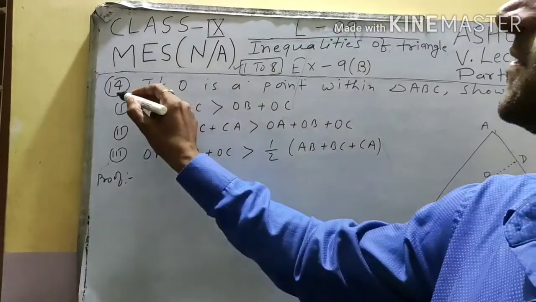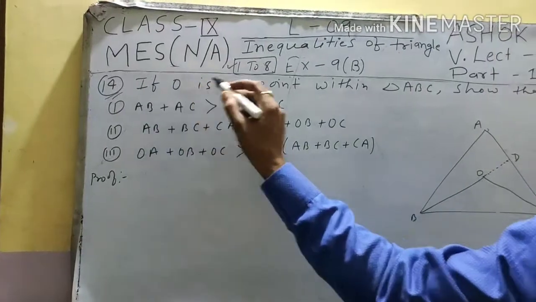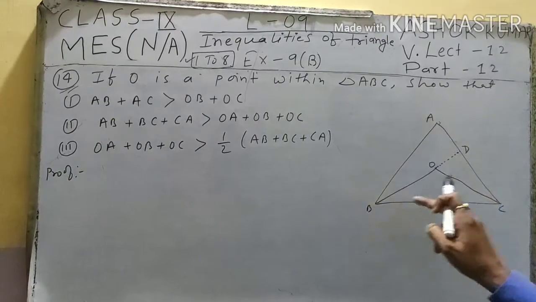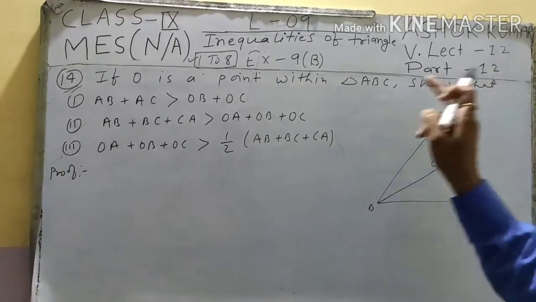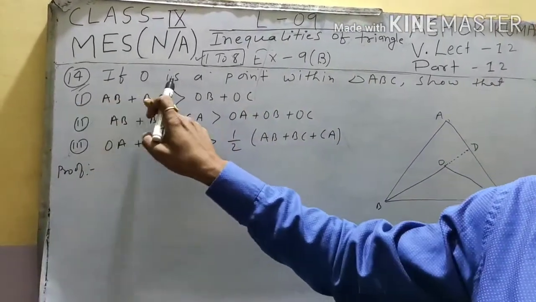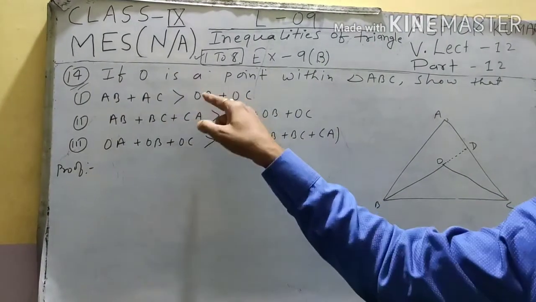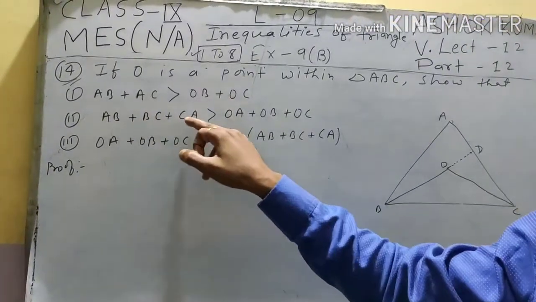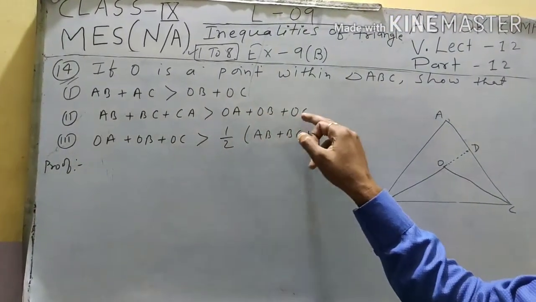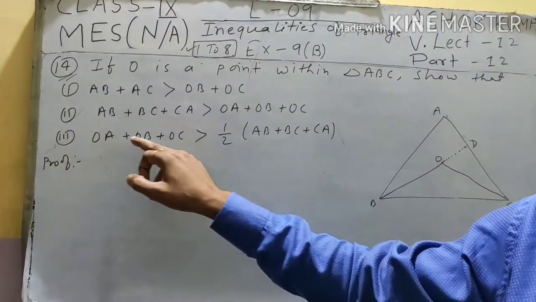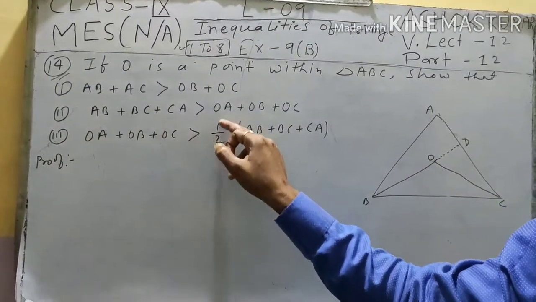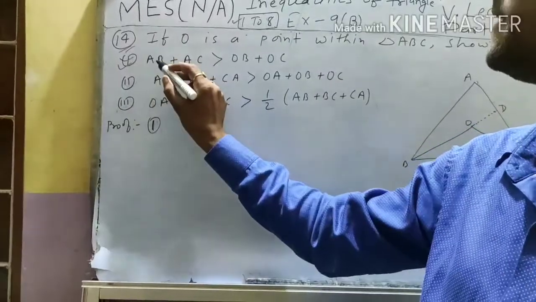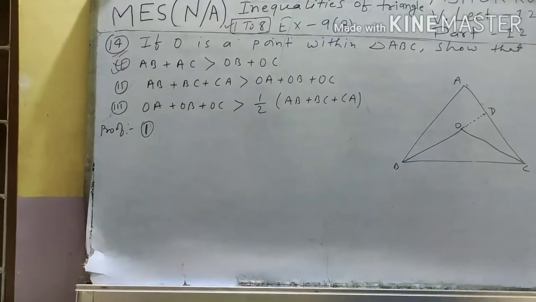here student, last question, question number 14. If O is a point within a triangle ABC, so that first, AB plus AC is greater than OB plus OC. Second, AB plus BC plus CA is greater than OA plus OB plus OC. And the last one is OA plus OB plus OC is greater than 1 by 2 (AB plus BC plus CA). Okay. Here student, first proof: AB plus AC is greater than OB plus OC.